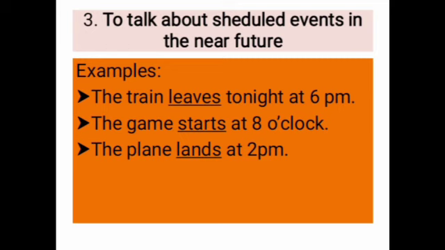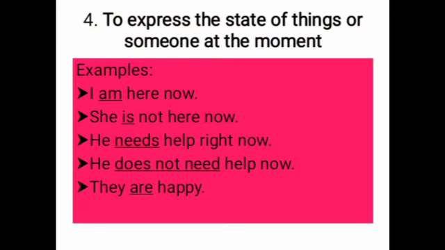Alright. Number 4 now. Number 4 says we use it to do what? To express the state of things or someone at the moment. The state of things or the state of someone at the moment. Examples. Number 1. I am here now. That's my state. What's the verb? Am. And it's in the simple present tense.